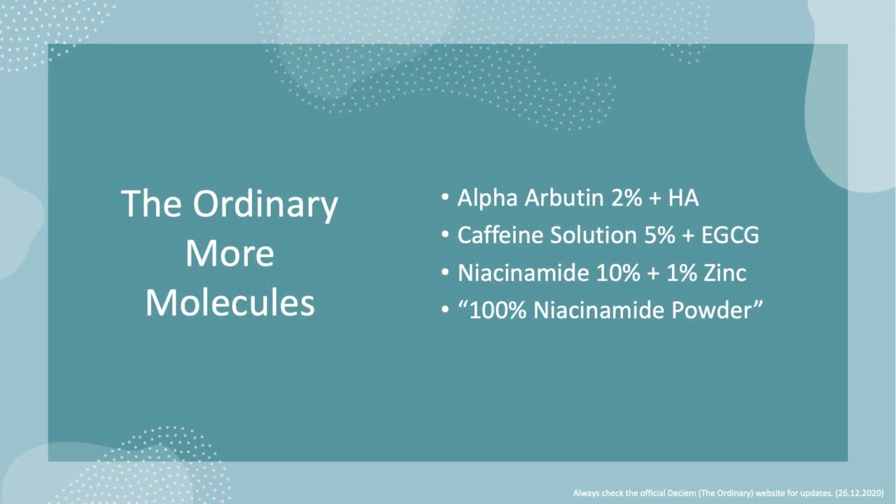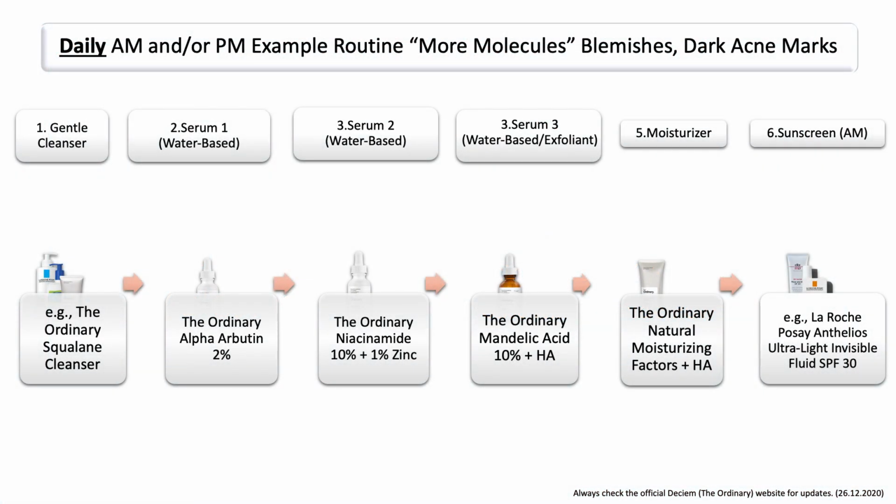Then I also want to go over the Ordinary more molecules, which includes the alpha-arbutin serum, the caffeine solution, niacinamide, as well as the niacinamide powder. And here you can also see an example routine, which could be your morning and or evening skincare routine, when including alpha-arbutin and niacinamide in your skincare routine. Again, you would use them before applying mandelic acid, which is important to emphasize, since the molecules of mandelic acid are larger. But this is also a great skincare routine to target blemishes as well as dark spots like acne marks, to also lighten them and fade them away.